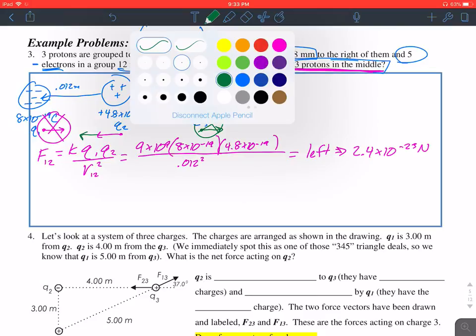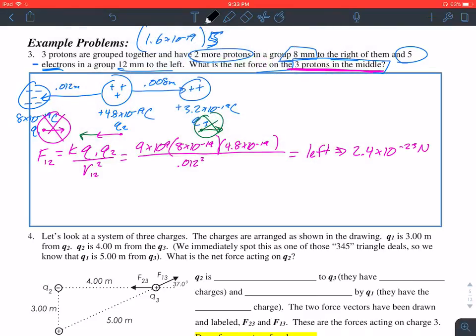And keep in mind that Q1 and Q3, just because Q2 is in between them, it doesn't matter. Q1 is still attracted to Q3, so it would be pulled to the right towards Q3, and Q3 would be pulled to the left towards Q1, but they don't ask us what the force is at Q1 or Q3, so we don't care. We're only focusing on these forces on Q2.